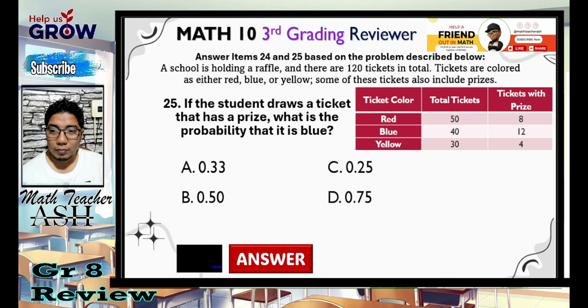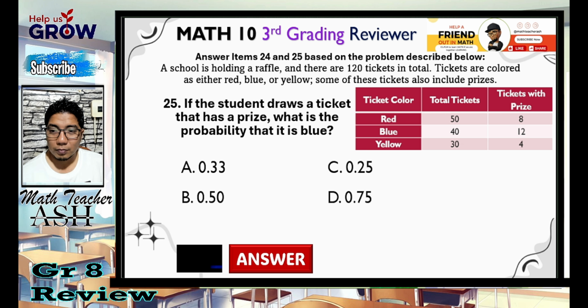So my dear math learners, in order for us to answer this problem, of course, we will only focus on blue and the tickets with the prize. If we check the tickets with prizes here, that is 8, 12, and 4. If we add them, that is 24. And we are finding the probability that it is blue. So that is 12 out of 24. Technically, that is 1/2. And if you convert 1/2 into a decimal value, that would be 0.50, letter B. Let's check whether we are correct.